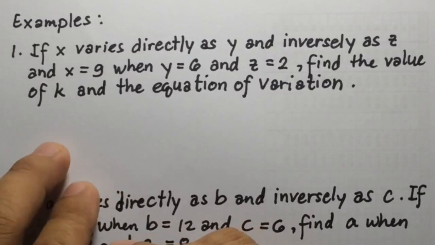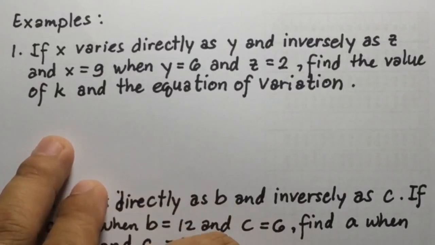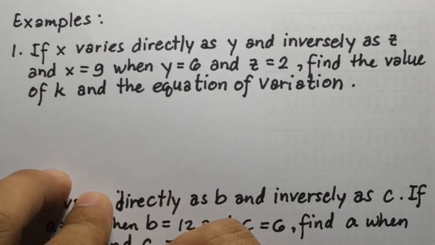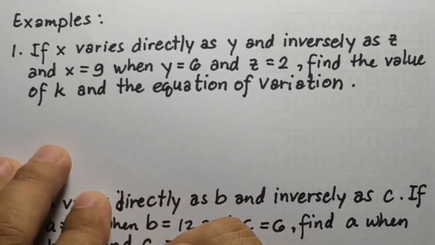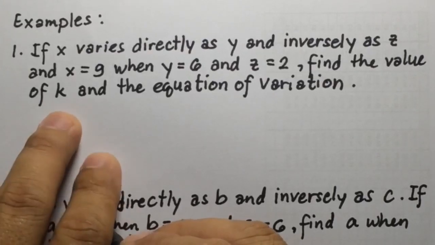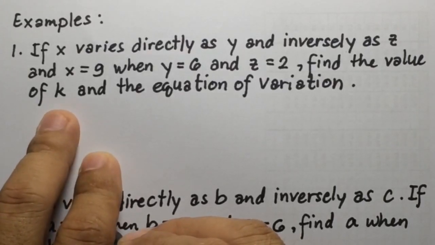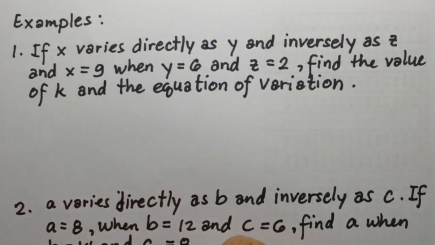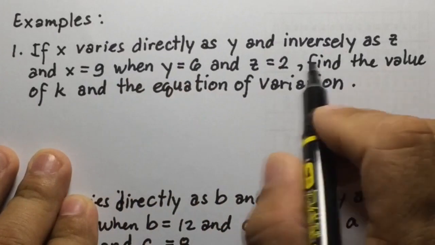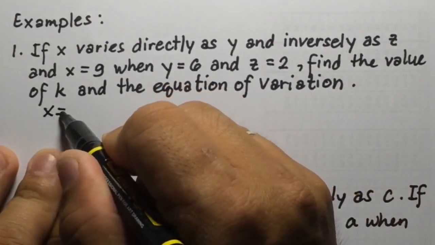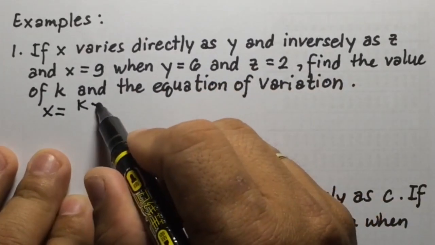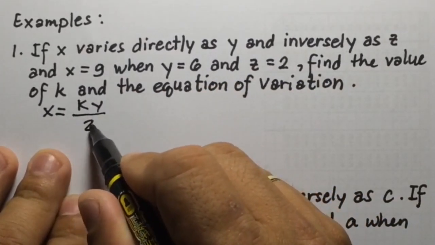Let's have some examples here. Number 1, if x varies directly as y and inversely as z, and x equals 9 when y equals 6 and z equals 2, find the value of k and the equation of variation. So we're going to find the value of k, the constant of variation, and its equation. So x varies directly as y and inversely as z. So we're going to have x equals k times y over z.